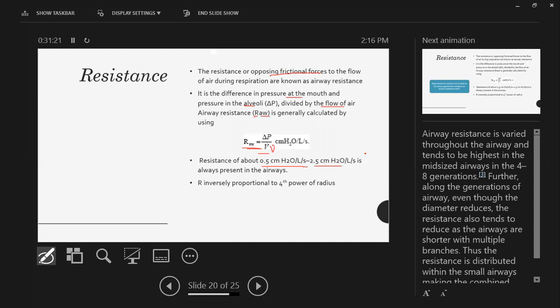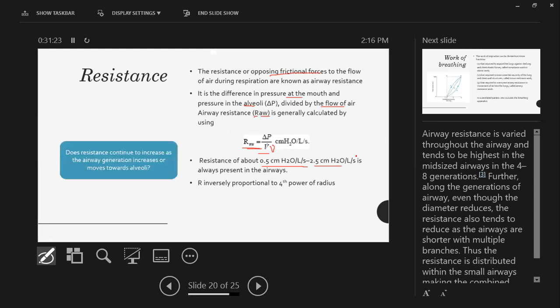This we discussed. So keeping this in mind, you can ask me a question. If a smaller radius is going to increase the resistance, shouldn't there be more and more resistance as the airway generation goes down? Because the radius continuously comes down, isn't it so? So can you guys think about it for some time? Pause it here, think, and try to answer.